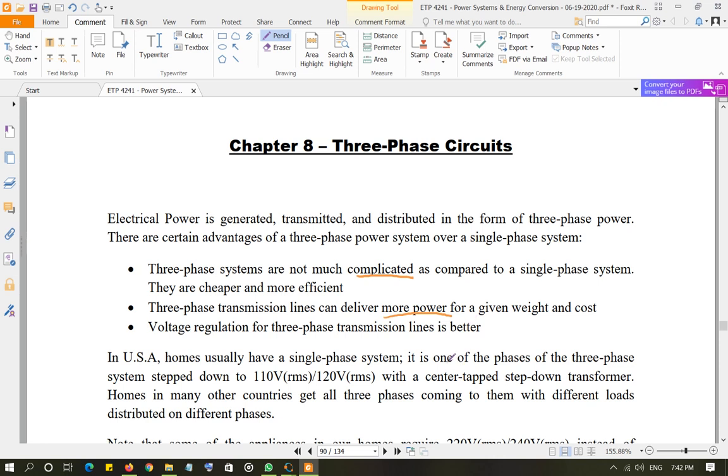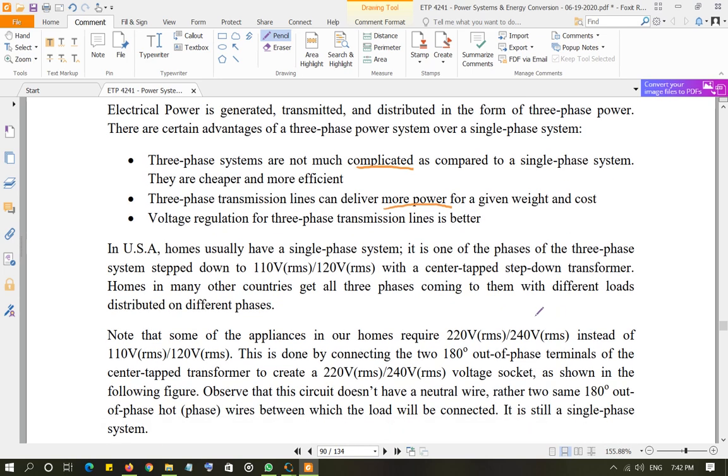Now overseas, you have all three phases. In many countries, you have all three phases coming to your home, and in your home you have different parts of your home assigned to different phases. So for example, in some countries where power outages are very common, if one phase goes down, then you can always put the load that is on that phase on another phase, and then you can get power throughout your home. But as I said, in America, we have only one phase coming out of the three phases.